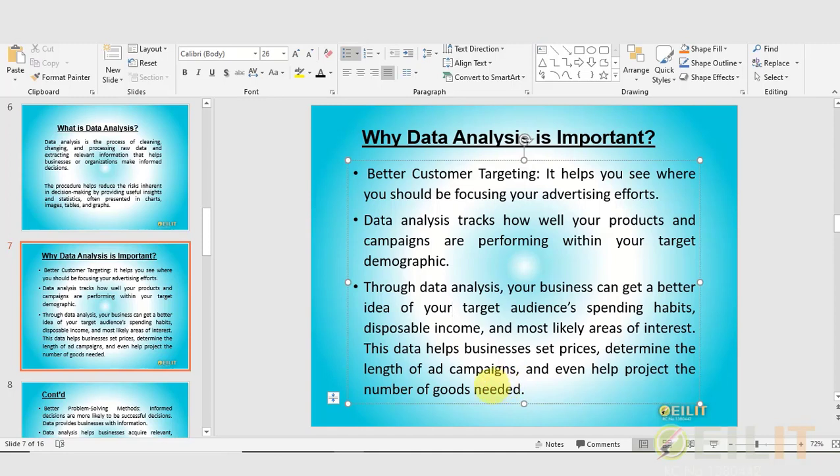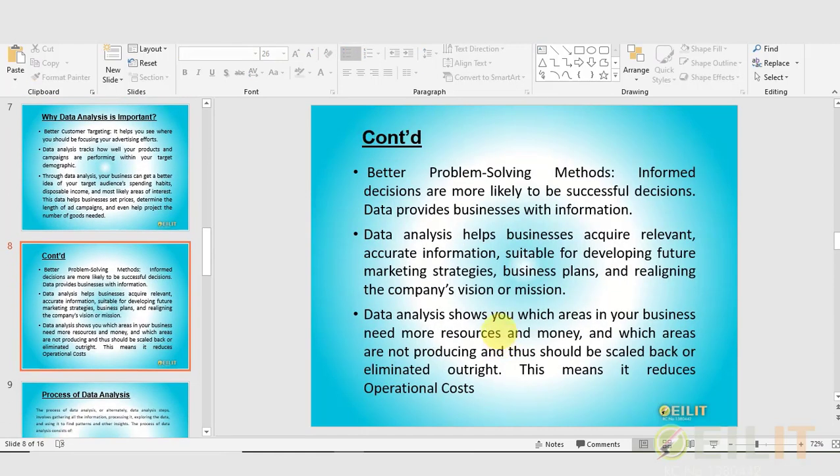This data also helps businesses. They can set prices. They can also know how long the campaigns should be, and even the projections and the number of goods or products that need to be produced. So these are some of the importance. Another one is that it also helps in solving problems. That's a good problem solving method. Informed decisions are more likely to be successful decisions, and that provides useful information to businesses.